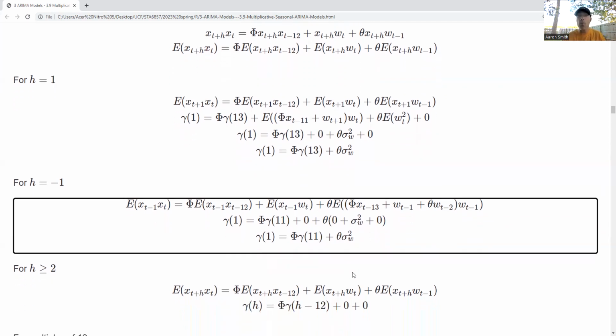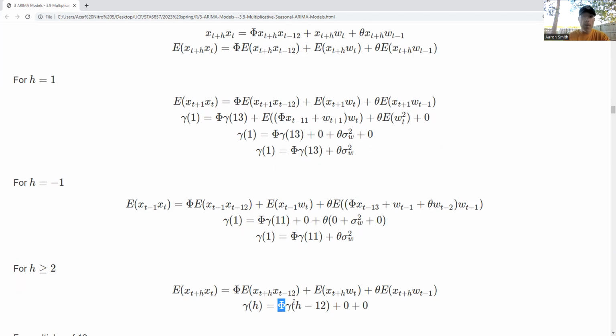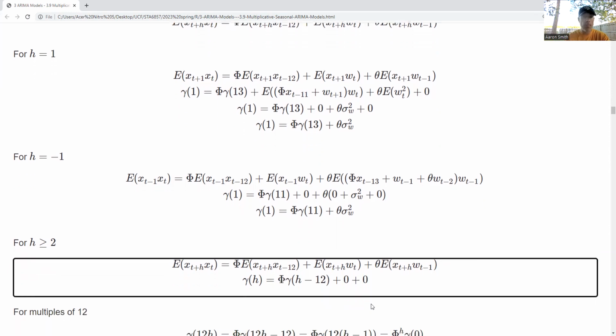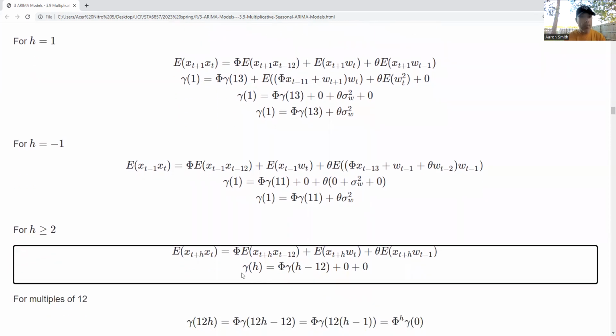Now for h greater than 2, for this particular process, once they get past a certain point, the regular old moving average component no longer has any overlaps in the time series. Therefore, we're going to have a lot of zeros when we do our covariance calculations. And what's left is going to be that seasonal autoregressive aspect. And so we can see that right here. All right, so now this gives me a good general formula to work with.